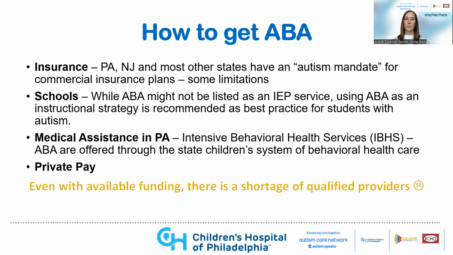Schools are a place, so this can be through early intervention or once a child starts in public school, having either an ABA-based program or even getting some direct ABA support if that's needed within the school setting. And then medical assistance for Pennsylvania. So this is a type of insurance, which many of our Pennsylvania families will have as either a supplemental or primary insurance, but this is going to be Pennsylvania specific. There is a service called Intensive Behavioral Health Service / ABA, which is offered through the state of Pennsylvania for families that qualify for that.